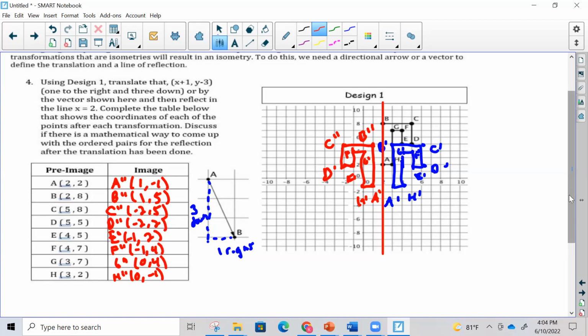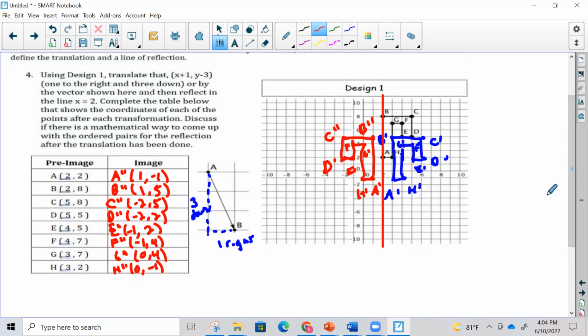Okay, so that's how you do a glide reflection. You first translate it and then you flip it or reflect it. Always do the translation first and then the reflection.